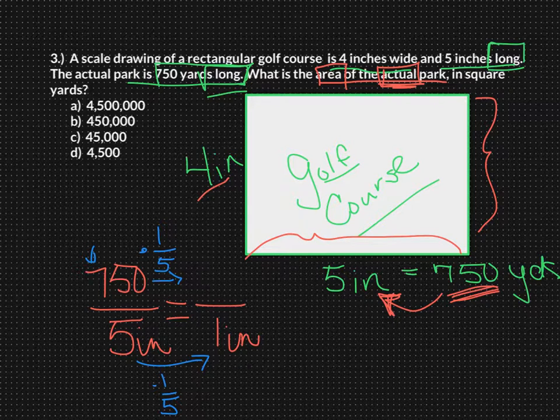So 5 goes into 7, I know 1 time. I've got 2 left over. That's 25. 5 goes into 25 5 times, and 0, well, it goes into it 0 times. So that means that every 1 inch is equal to 150 yards. And I know that I've got 4 inches. So I'm going to take that 150, and I know that I need to multiply it times 4, because it's 150 yards for every 1 inch.